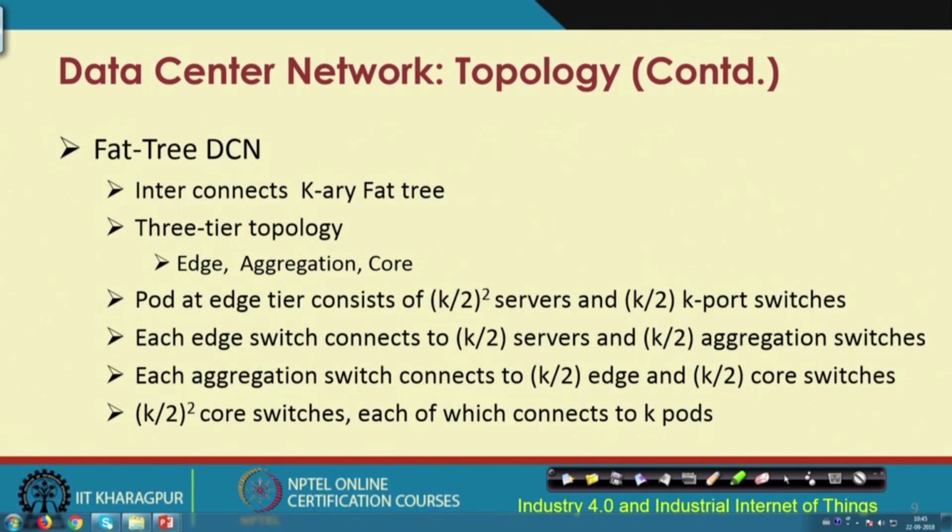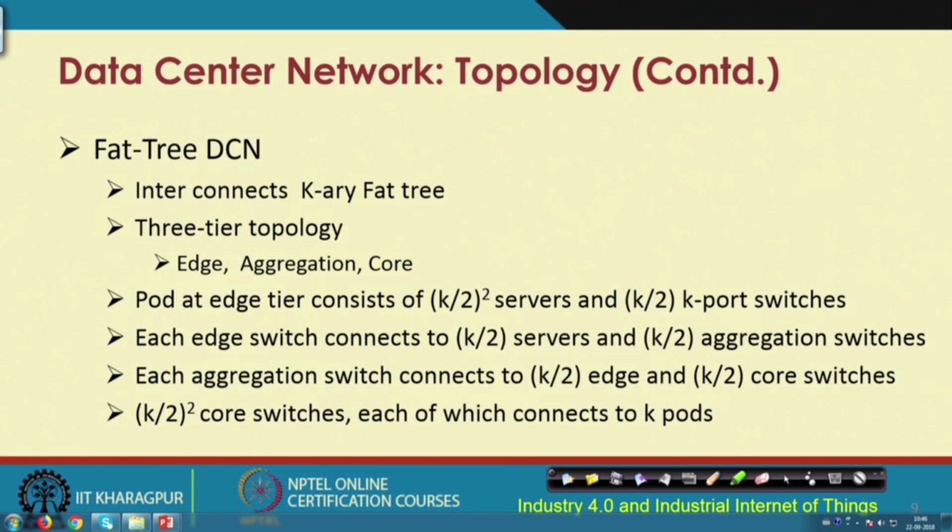So, in the fat tree DCN, we have a k-array fat tree. There are 3 tiers like before, which are basically the edge tier, the aggregation tier, and the core tier. The pod which I explained to you earlier consists of k by 2 square servers. So, k equal to 4; 4 by 2 is 2, square is 4 servers, that means the 4 servers that I had shown you in each of these different pods. And correspondingly, there are going to be 4 divided by 2, that means 2, 4-port switches.